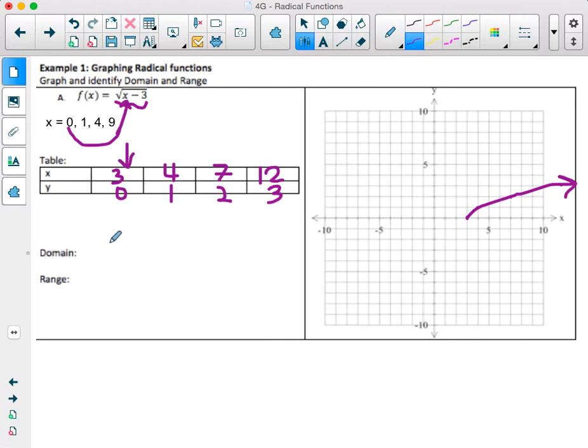All right, so the domain, right? What value were we able to start with? Well, we were able to start with 3, and we included 3. And it looks like I could pretty much keep plugging in any number to the right. Any value of x to the right, and I would still get values.